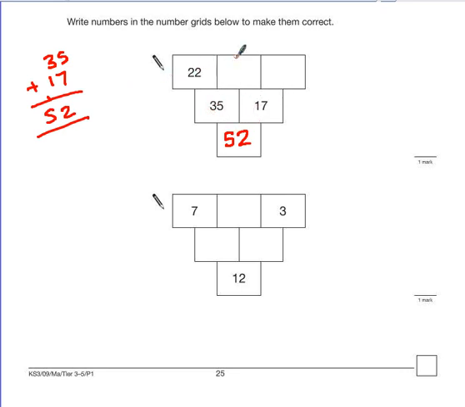Problem comes is when we don't know what the number above it is. 22 add something is 35. So what we need to realise is that we can work backwards through this problem. If we take the answer 35 and take away one of the blocks above it, in this case 22, we can see what's missing. 5 take away 2 is 3, 3 take away 2 is 1, which is 13. So our middle block here is 13.